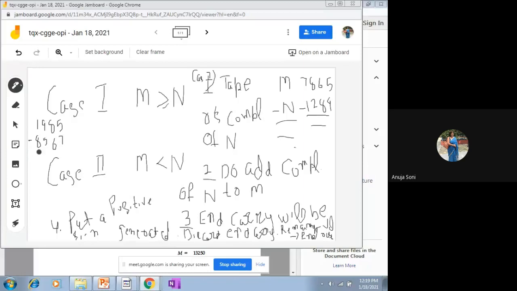Now we have to perform the subtraction. Now this will correspond to case 2. Case 2 says this first value is m, the second value is n, so the value of m is less than n. That means it corresponds to case 2. If you observe, the result will be negative.